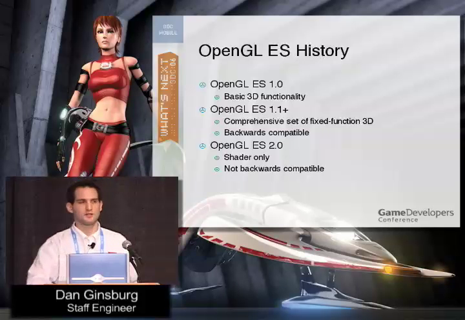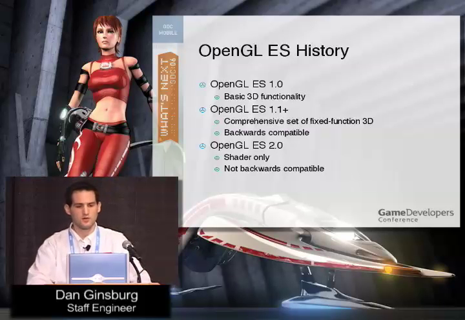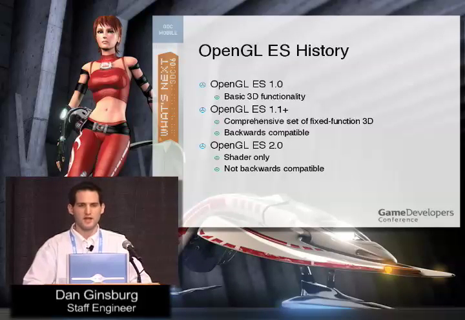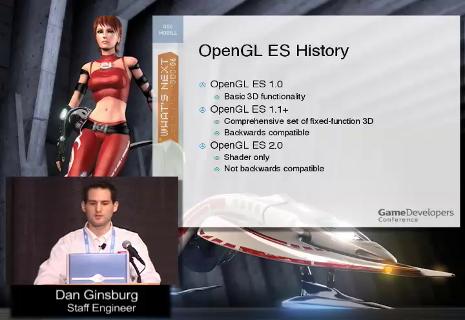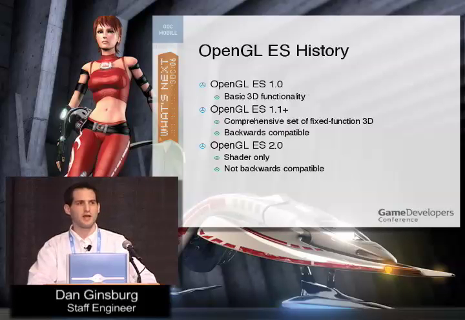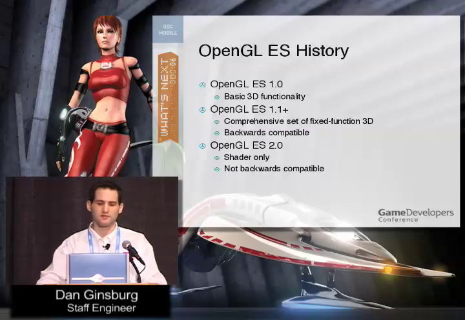So, finally, I want to talk about the history of OpenGL ES, and then I'm going to move into the technical details. In 2004, the OpenGL ES 1.0 spec was released, and this was based on the desktop OpenGL 1.3 spec, and it was a fairly basic set of 3D functionality, although it has enabled very impressive content, but a lot was taken out to strip it down to enable an implementation on an embedded device.